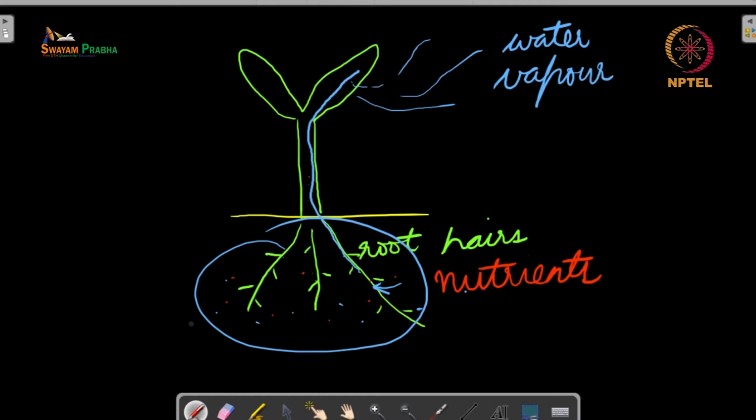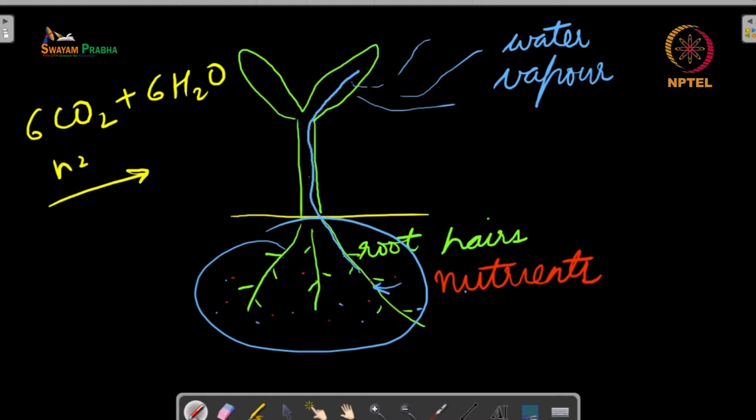At the same time, plants also require water to perform photosynthesis. So if we write the equation of photosynthesis, it goes like this: 6 CO2 plus 6 H2O in the presence of light and in the presence of chlorophyll.